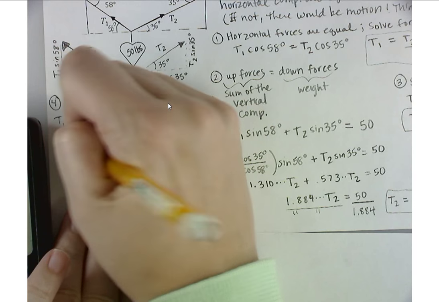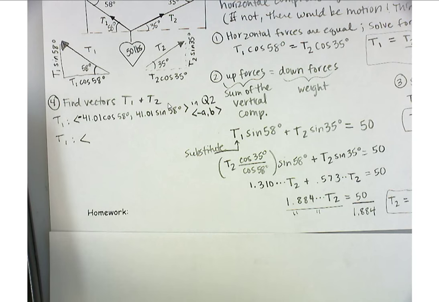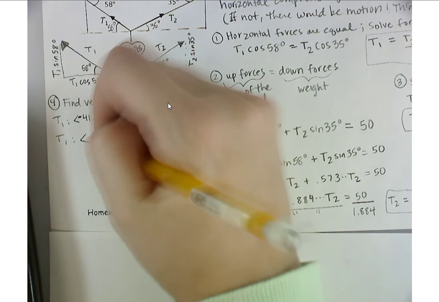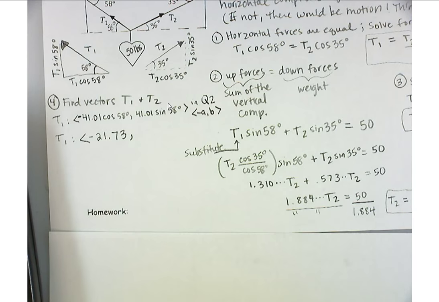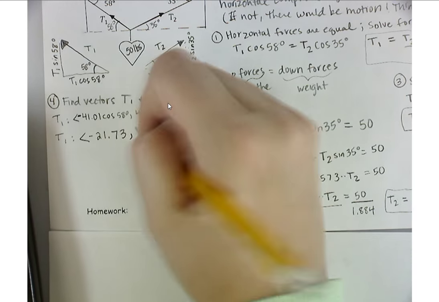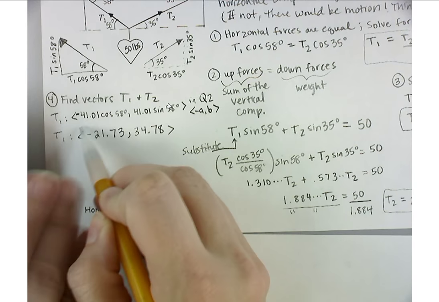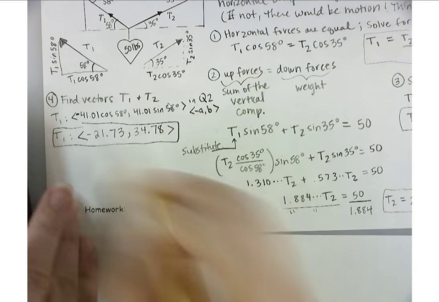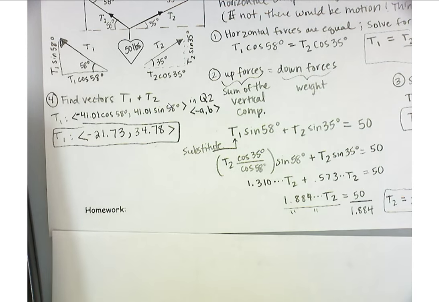So then your T sub 1, okay, is going to be negative 41.01 times the cosine of 58. And you get 21.73, so it's negative 21.73. And then here you can use the 41.01 times the sine of 58. And that will round to 34.78. Okay, so that's your vector for T sub 1. So this is one of your two final answers.